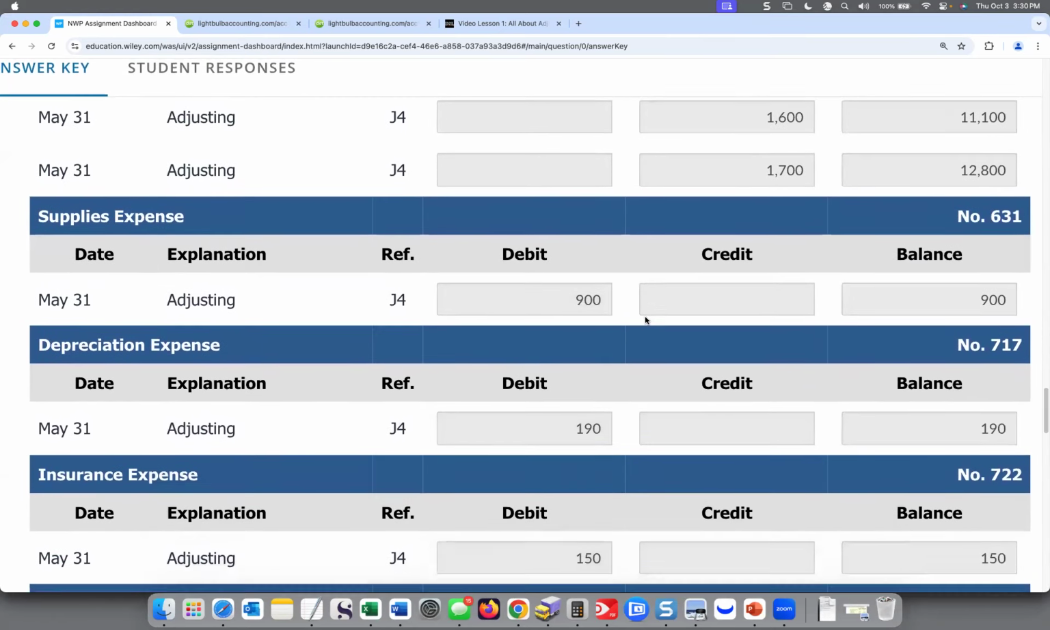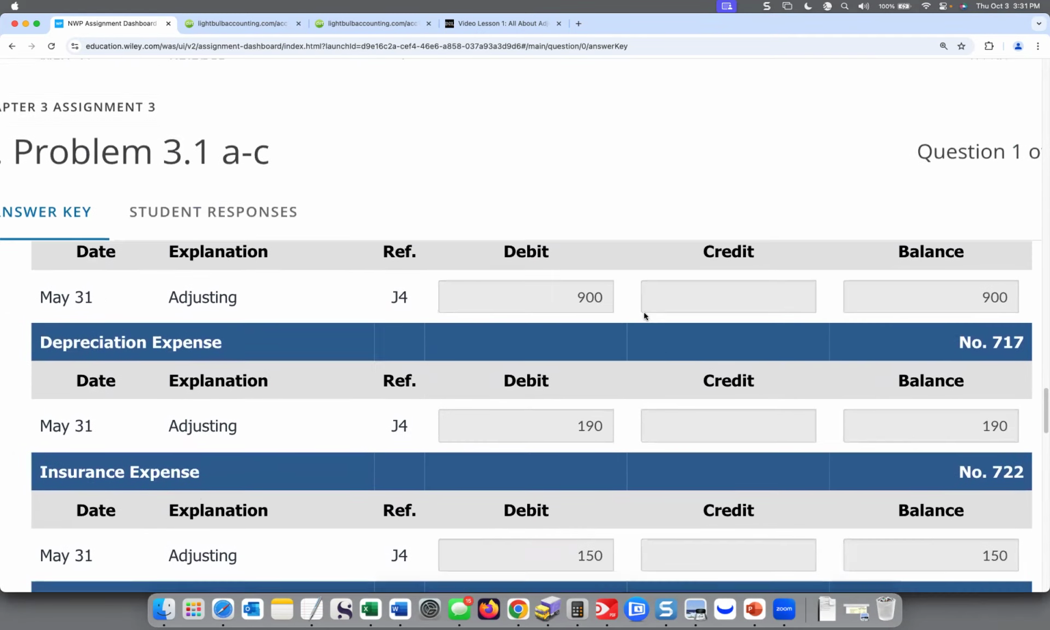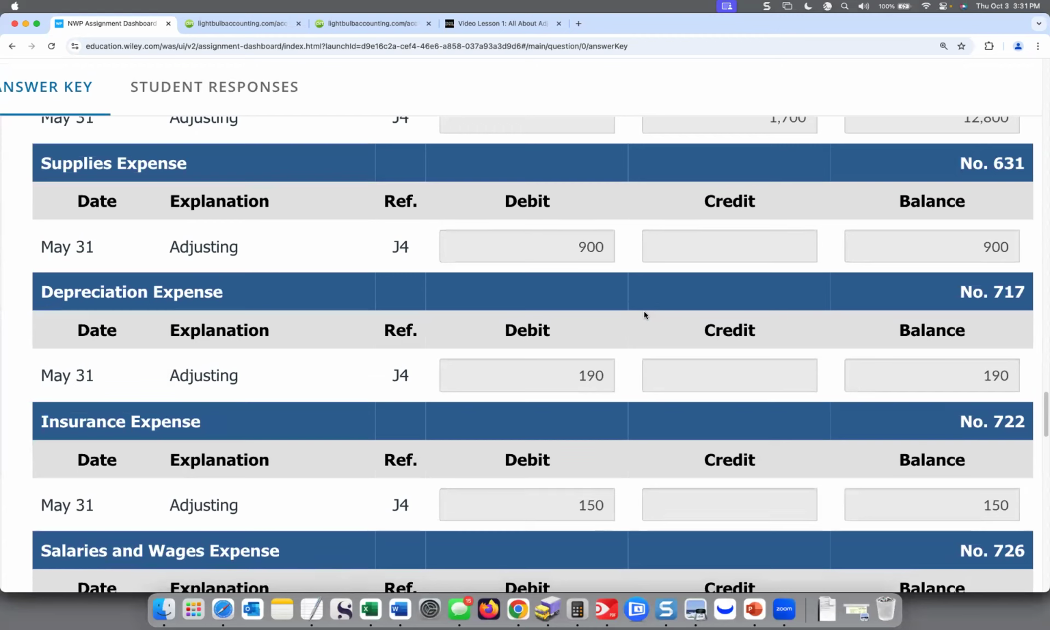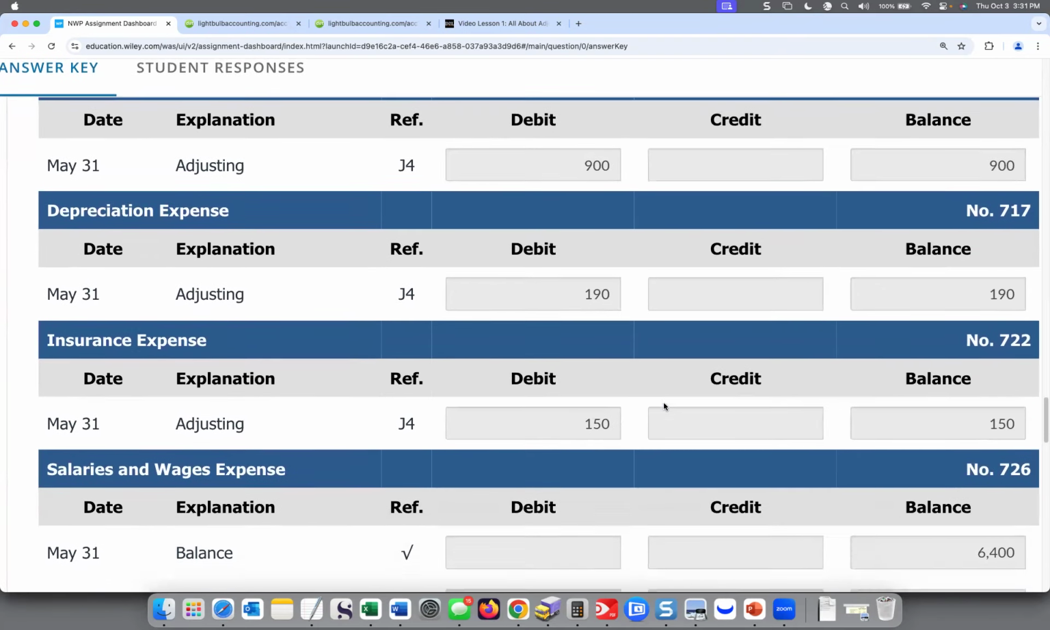And then your expenses. Some of them had a previous balance from the trial balance, some did not. The first three here, supplies, depreciation, and insurance, went on the books as a result of an adjusting entry. So they picked up balances as a result of adjusting entries, and they were established at that time. So they are all debited as they were in the adjusting entry. And expenses all have a normal debit balance like assets. So anything in the debit column raises the balance. Anything in the credit column would decrease the balance. So they're all debits, and that's why all the balances match what the debits were.